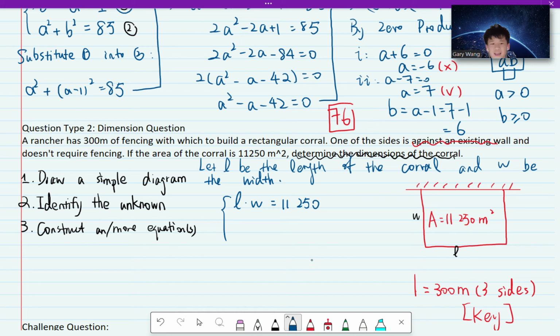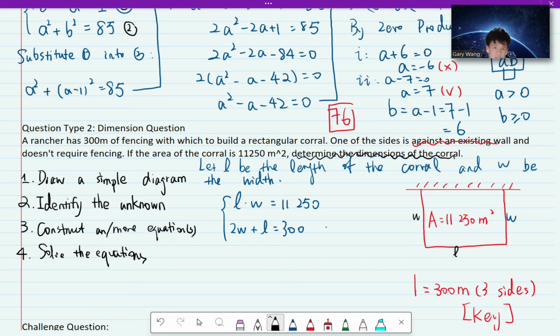And the second thing is that the total length of the fencing of the corral is 300 meters. So we can see that we have 2 widths and 1 length, and the total sum is 300. So these would be the 2 equalities that we can obtain from the implication of the question. And the next step would still be to solve the equations that we get from step 3.